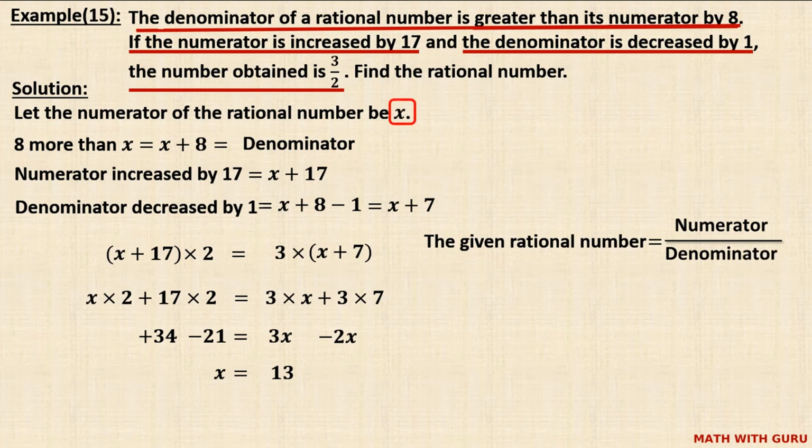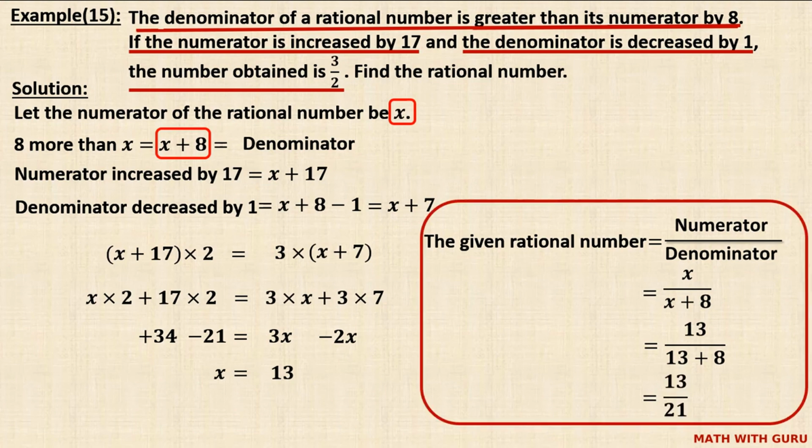The original numerator is x. Original denominator is x plus 8. This is equal to x over x plus 8. In place of x, substitute 13. 13 over 13 plus 8. This gives us 13 over 21. Verification is left as an exercise to you.